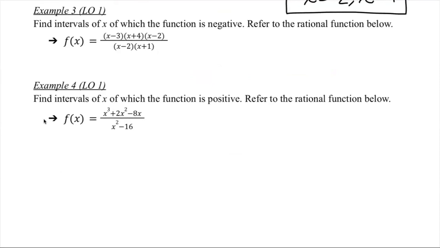Questions 3 and 4 are similar, so I'll only go over question 3. I told you that we can use intervals to find regions where the function can be positive or negative. So let's first find the numerator zeros and the denominator zeros.